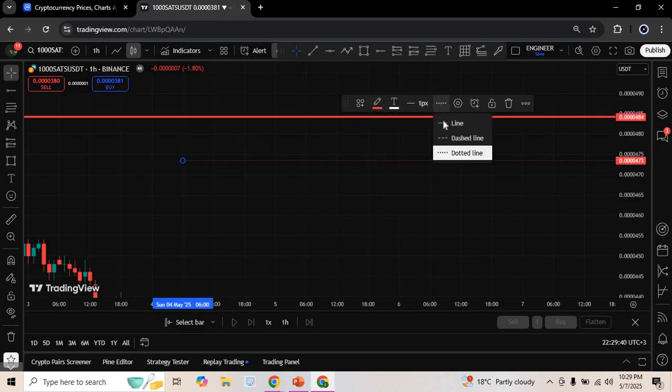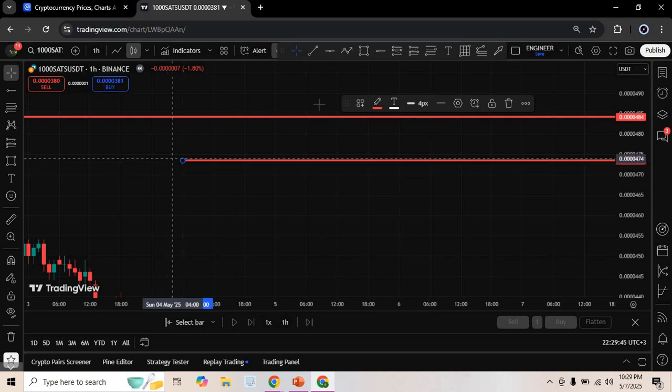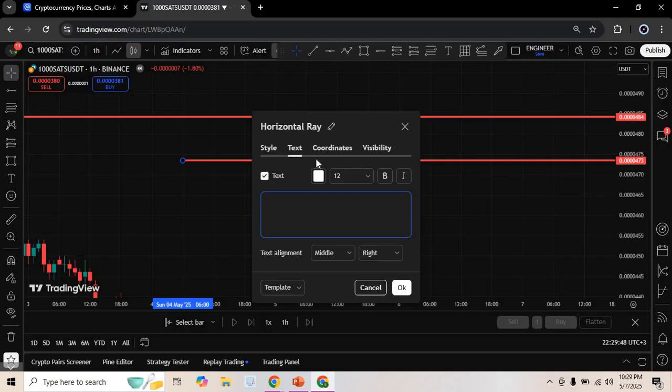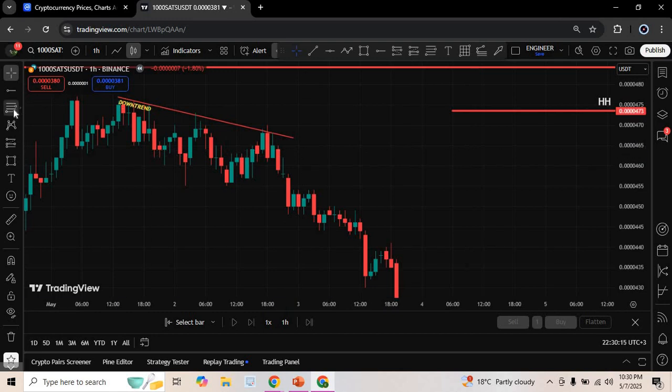If I want to thicken it so that you can see it, you can thicken it like that. If I want to name it, double click and name it, maybe call it a higher high like that. If I want that in the middle, I can, in the top, or the left. You can see it has moved to the left. If I want it on the right, I can do that. The size maybe can be 22. You can see that. So that is essentially the work of the horizontal tool.